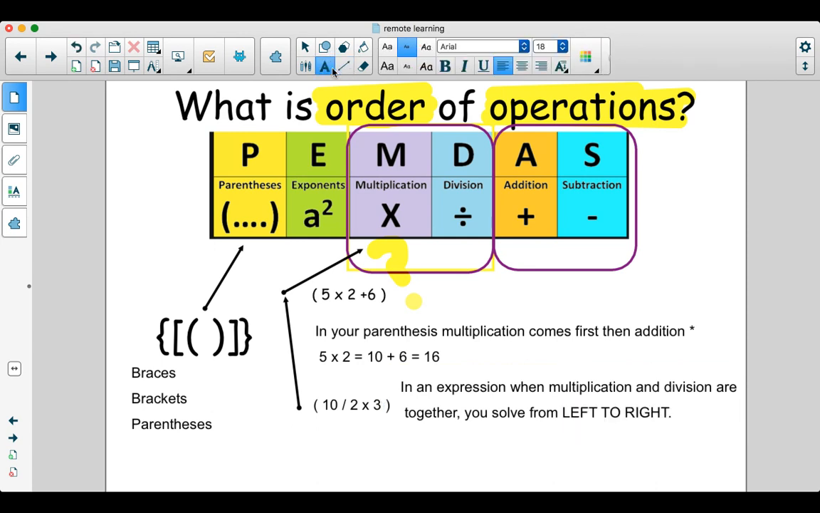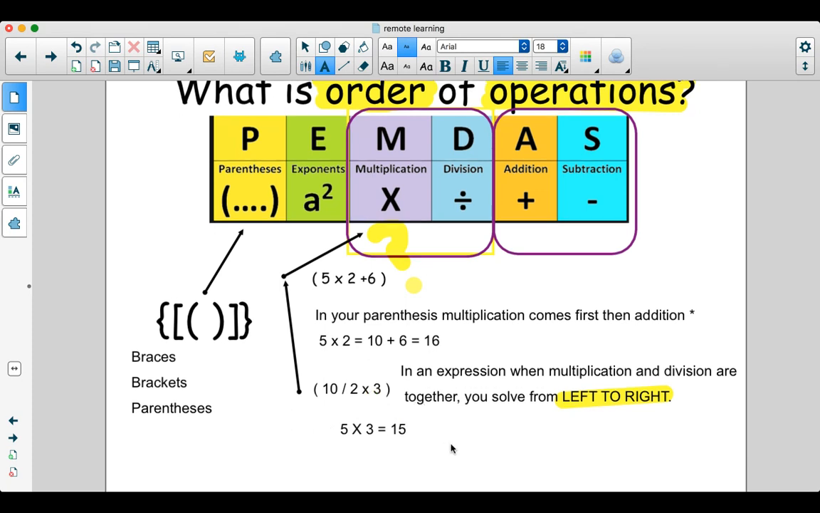Let's just highlight it. That'll be easier. So 10 divided by 2 is 5, times 3 equals 15. We worked from left to right.